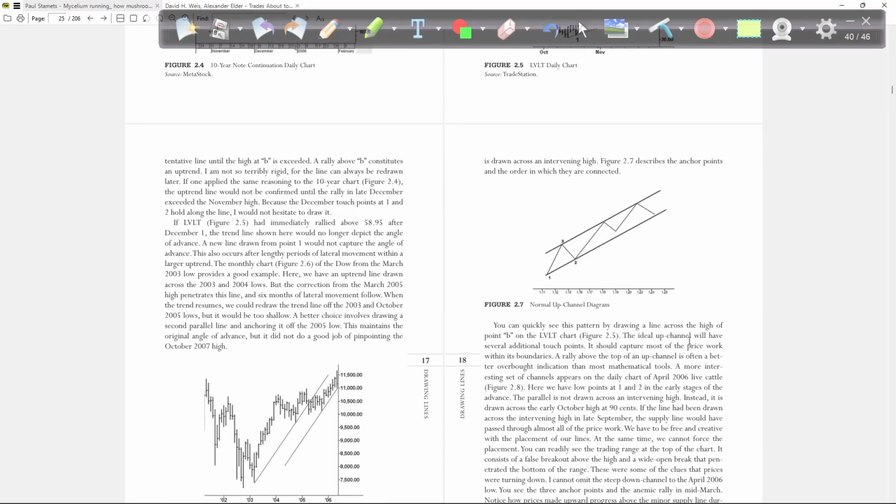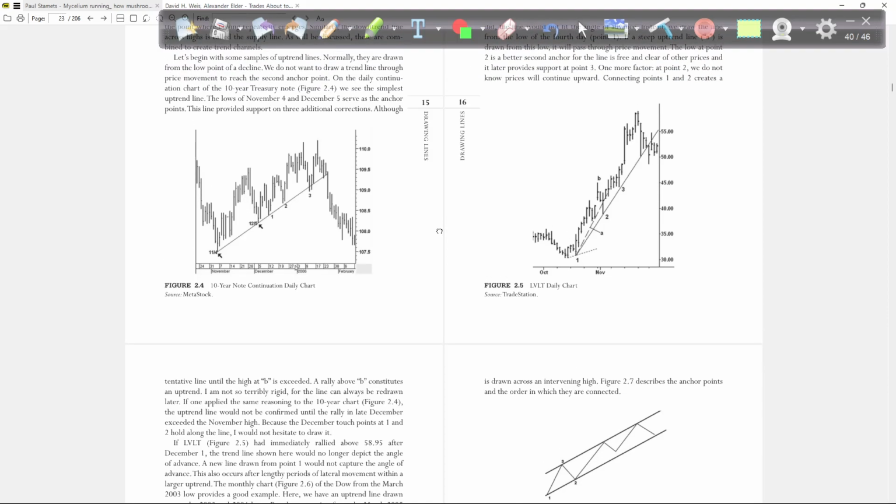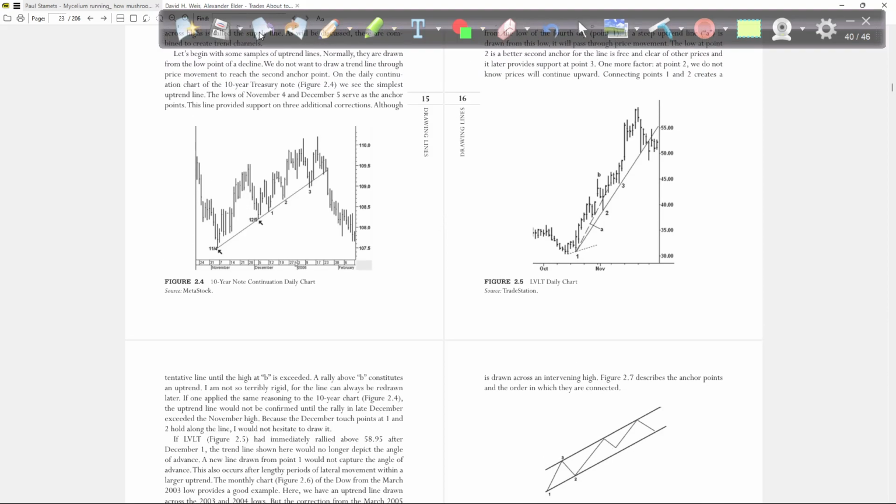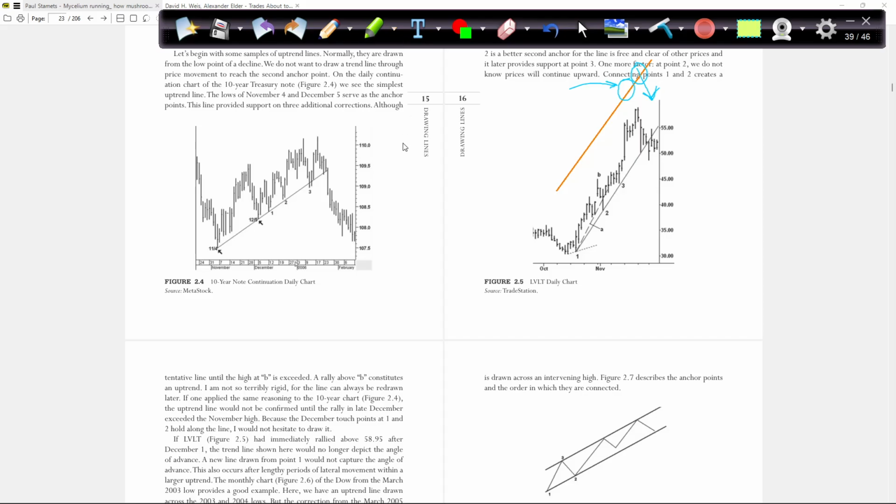This ideal up channel will have several additional touch points. It should capture most of the price work within its boundaries. A rally above the top of an up channel is often a better overbought indication than most mathematical tools like RSI. If you know about RSI, it doesn't work all the time, right? It doesn't have that depiction.